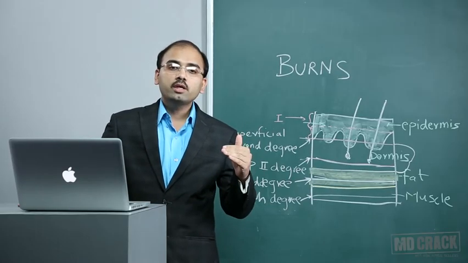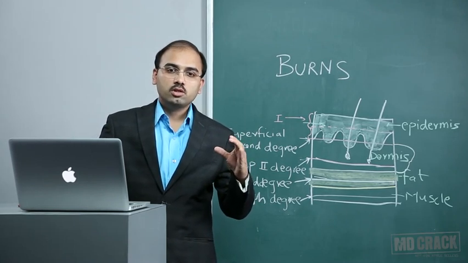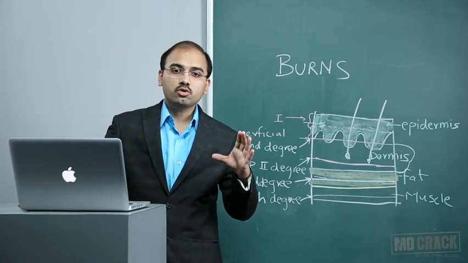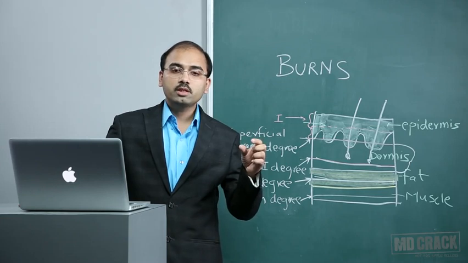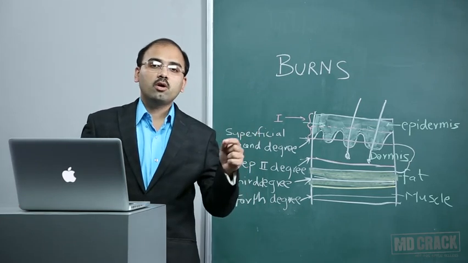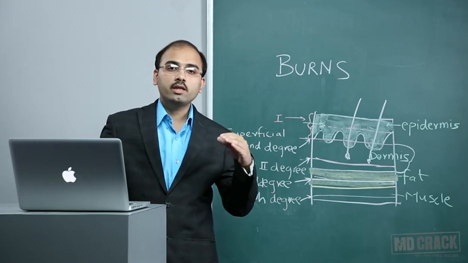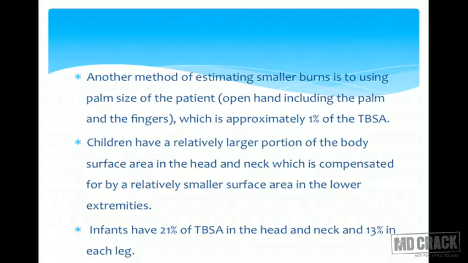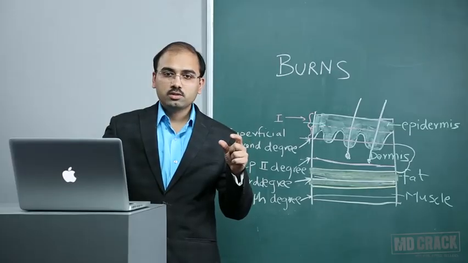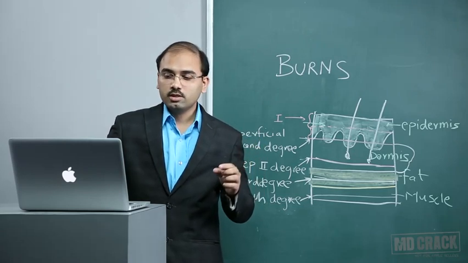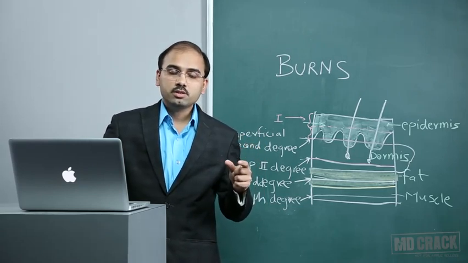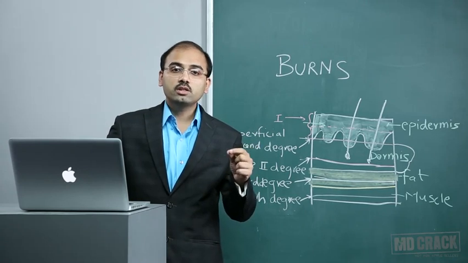According to age, they have various percentages of surface area contributed by head and neck. You should go through this very carefully, because many times questions have been asked: an infant of this age has burns over head and neck, what will be the percentage? Infants have 21% of total body surface area in head and neck and 13% in each leg. See how it differs. In adults it was 9%, but in children or infants it is 21%. For each lower extremity, adults have 18%, but in children it is 13%.